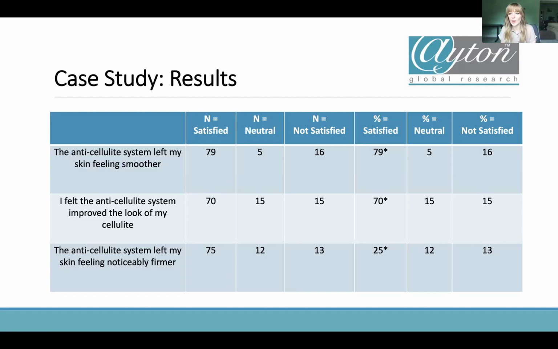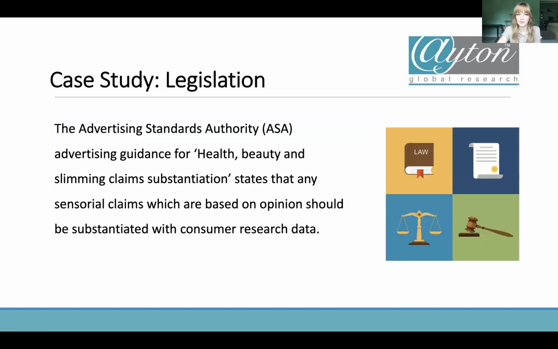In this case, you can see we've had exactly 100 responses, so the percentage and the number are exactly the same. But we had things like the anti-cellulite system left my skin feeling smoother, 79% agree, 70% agree that the cellulite system improved the look of their cellulite, and 75% agreed that the system left their skin feeling noticeably firmer. So we've got some really great results that they can use for their advertising.